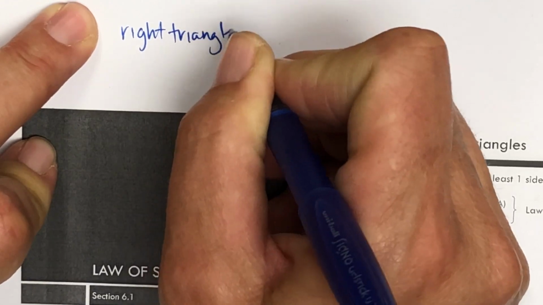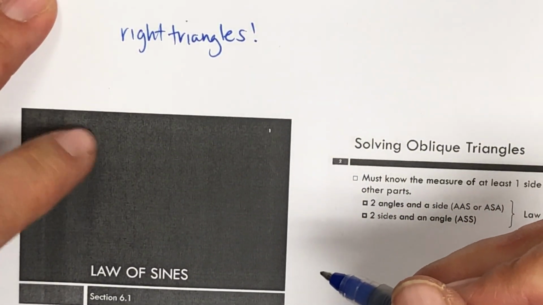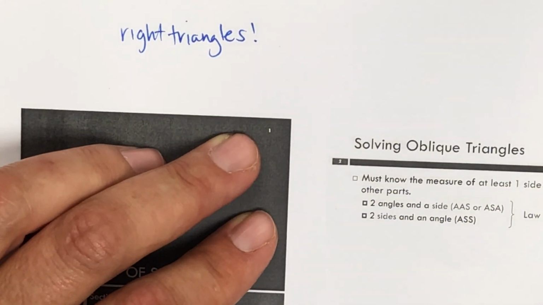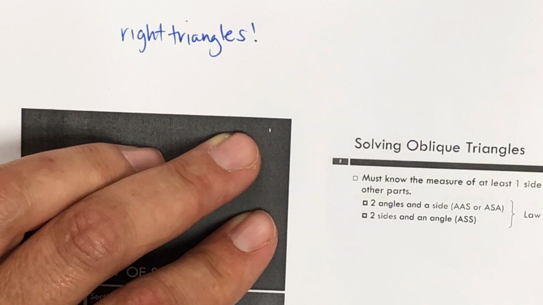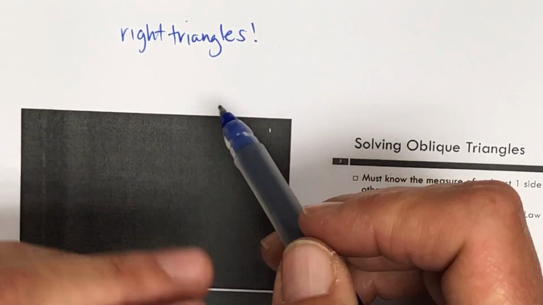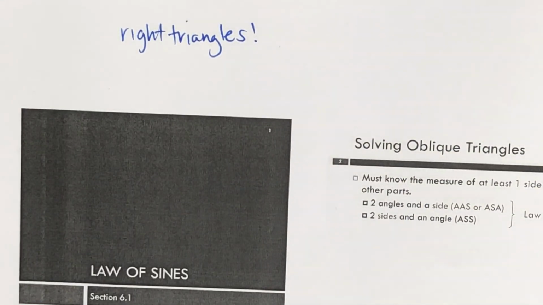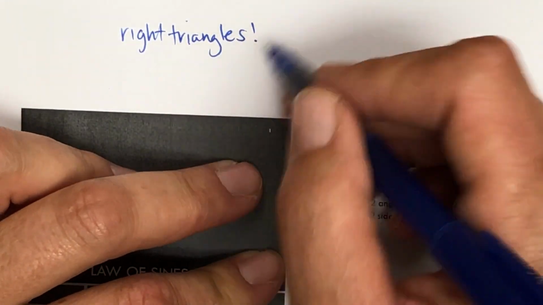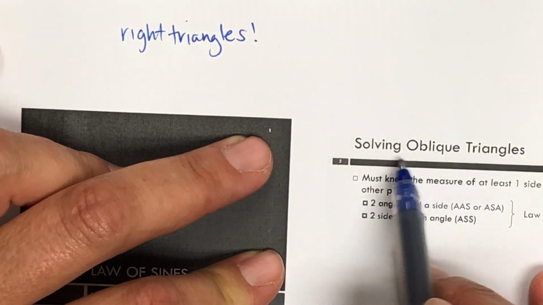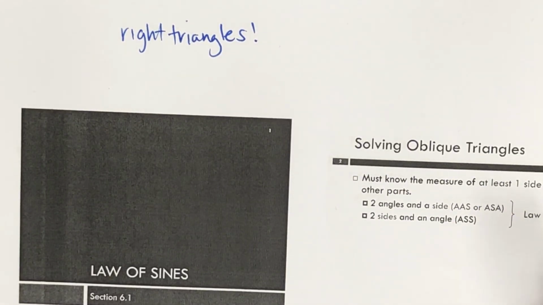But the question is, is everything a right triangle? And the answer is no, not everything is a right triangle. So what happens when it's not a right triangle? Can we still get information? Can we still use sine, cosine, and tangent, all those good things, to solve triangles and find out information? When it's not a right triangle, it's called an oblique triangle. So in order to solve an oblique triangle, you have to know more info.